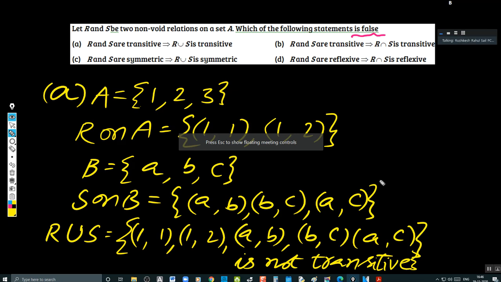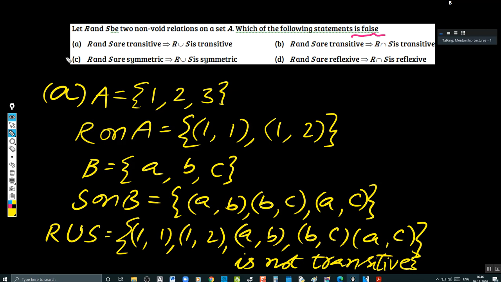Yes. Here, first Rishikesh. Ask quickly, what else can I ask? Yes. I do not understand why it is written R on A and S on B, why it is written like that for R union S, the relation R on A, why S on B, I do not understand that.